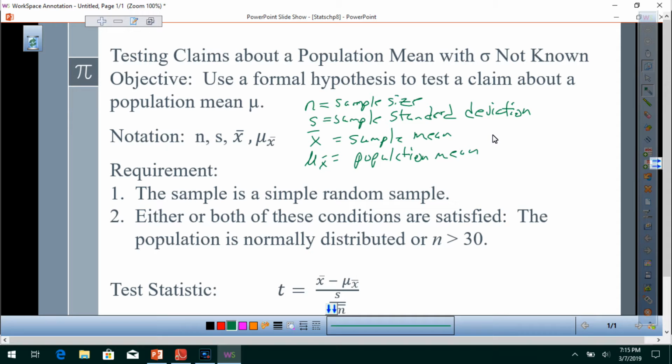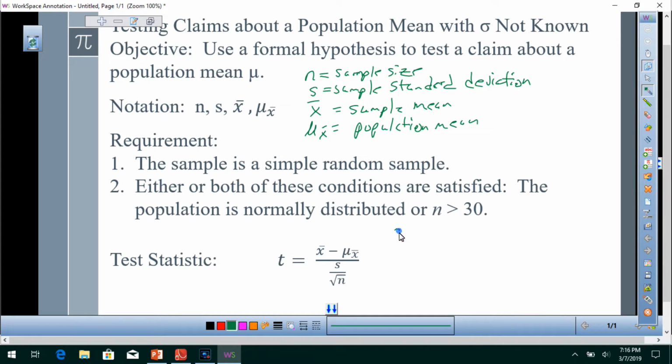Requirement. The sample is a simple random sample, and either or both of these conditions are satisfied. The population is normally distributed, or n is greater than 30. The statistic we will use is the student t distribution.